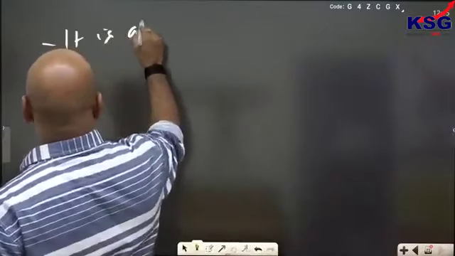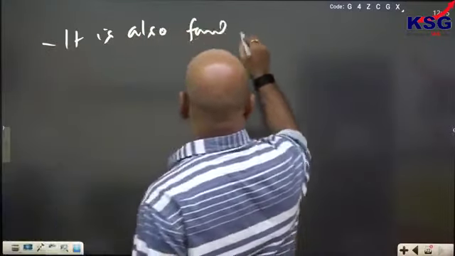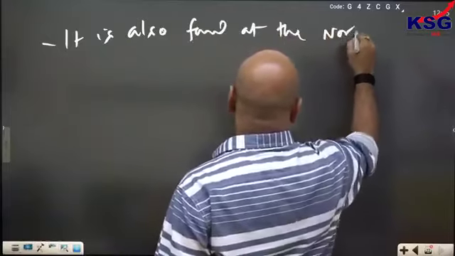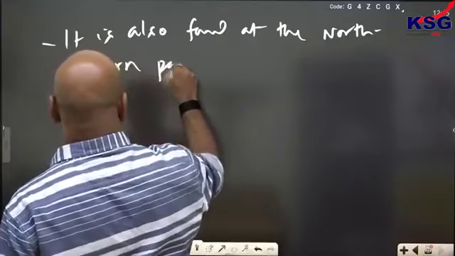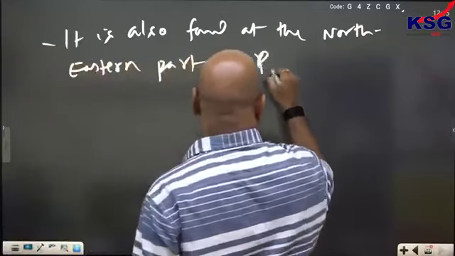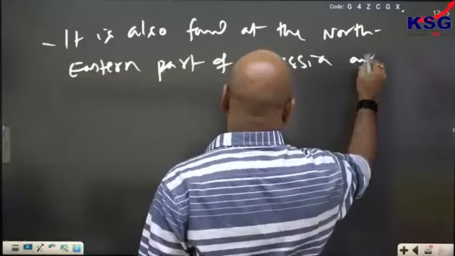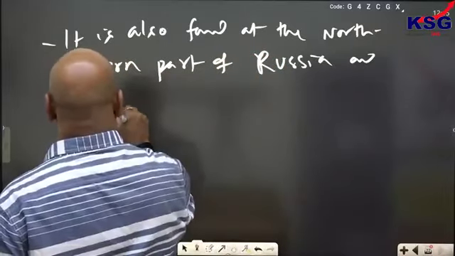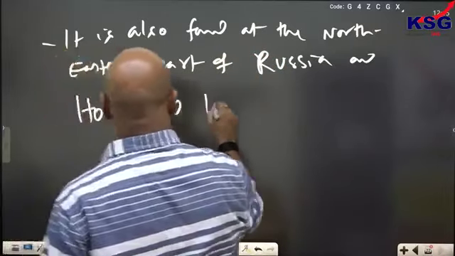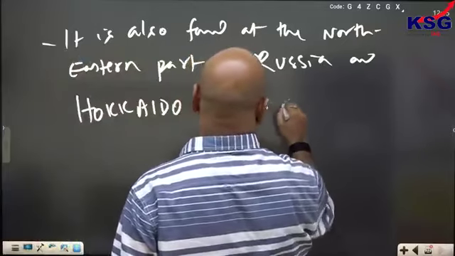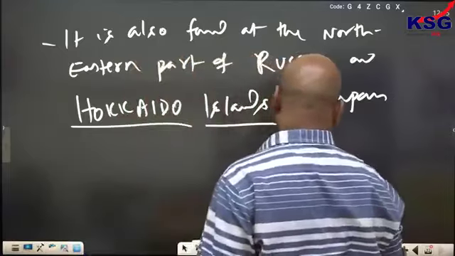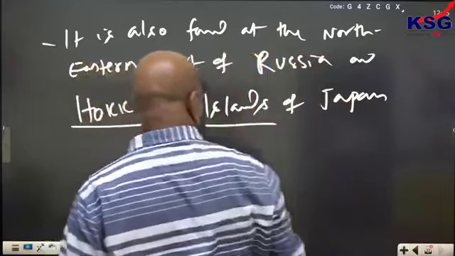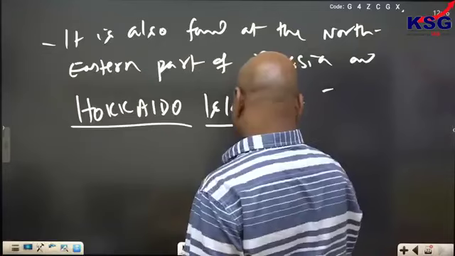It is also found in the northeastern part of Russia and the Hokkaido islands of Japan. Hokkaido islands of northern Japan.